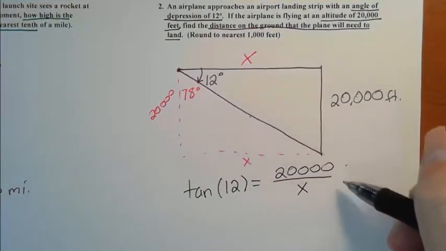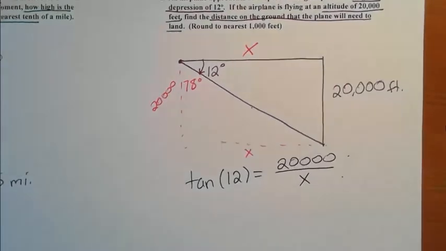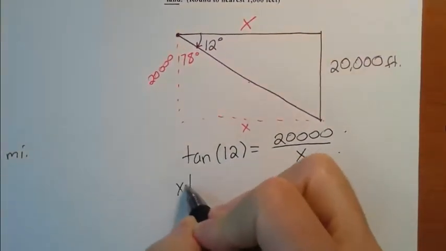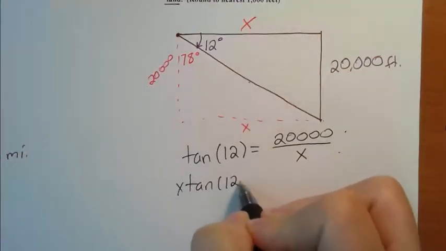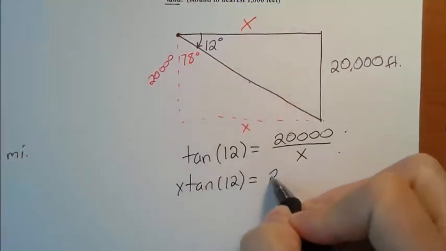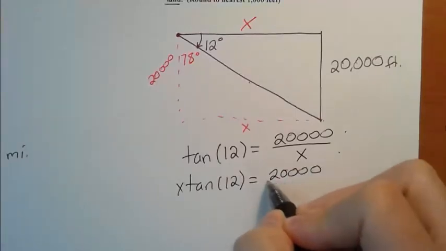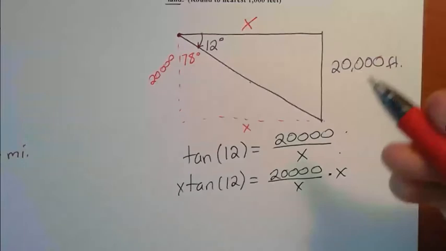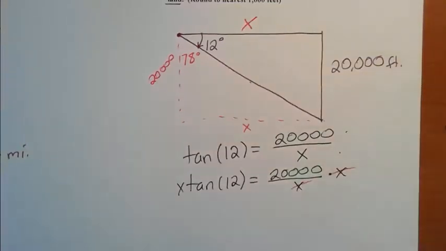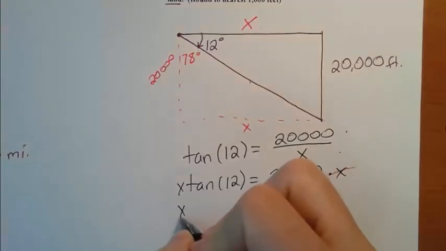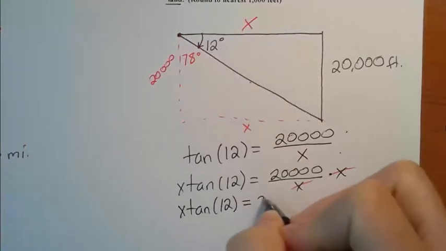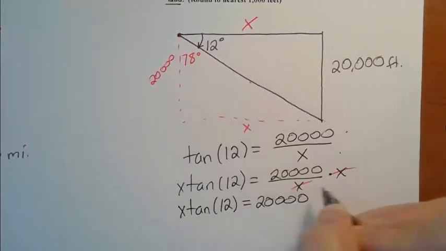We have opposite over adjacent. So now we have to solve this equation for x. We're going to multiply by x on both sides first. So we would have x times the tangent of 12, and then 20,000 over x times x. That means we can cross out the two x's over here. They divide out. And so we have x tangent of 12 and then 20,000.